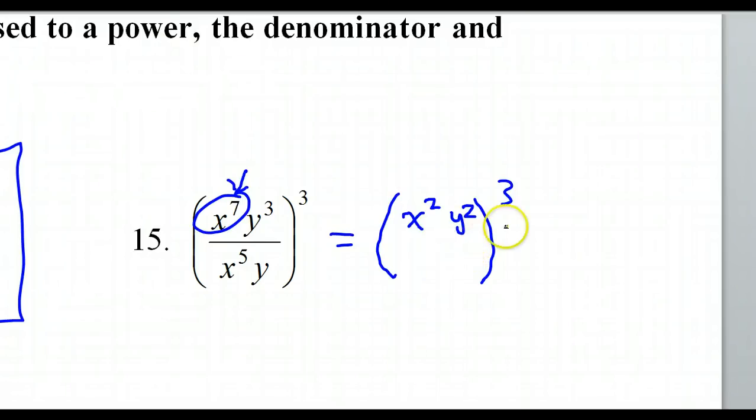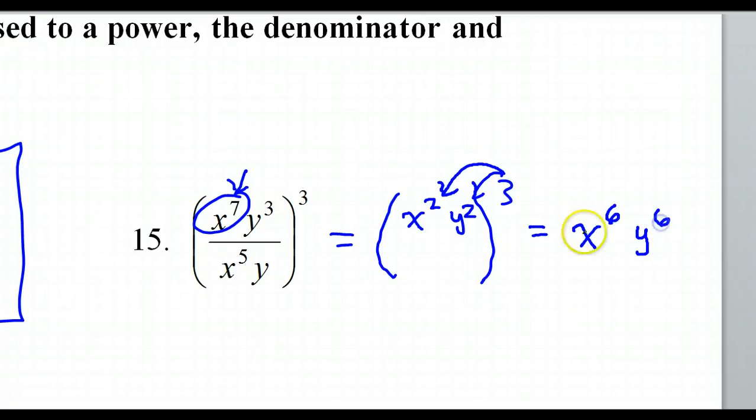So now if I go ahead and do the power to a power rule, I'm going to multiply, but it's just these two things. So this is going to give me x to the 6th power and y to the 6th power. So that is going to be the answer to number 15.